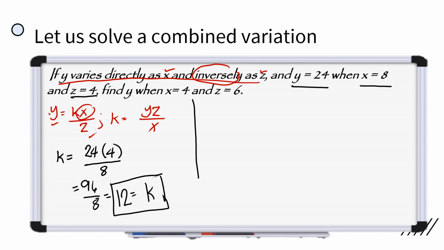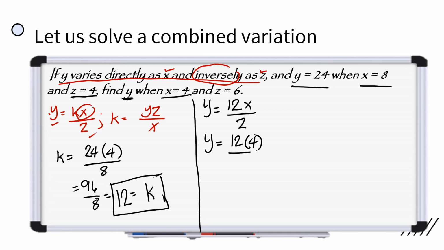Then after that, you can simply substitute that value of k to our given equation. So, y is equal to, instead of k, we're going to write 12x over z. So, we're now going to find your y. 12, and the value of x is 4. And the value of z is 6. To make it easier, we can divide 12 by 6. So, 12 divided by 6 is 2 times 4. So, we have y is equal to 8. This is just to make the numbers smaller.